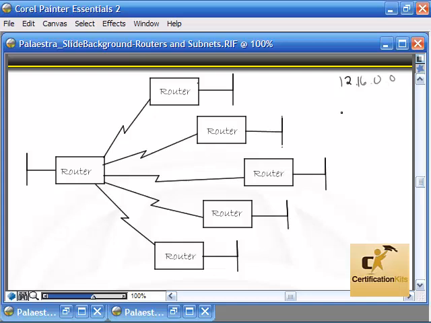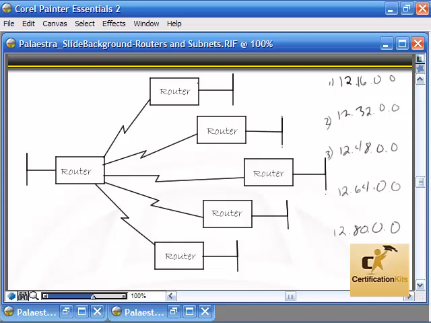12.16.0.0 is the first one. 12.32.0.0 is the second. 12.48, and so on. I'm just going to list the first 4 out. 12.64, and then I'll do one more. 12.80. So we have the subnets, and all I have to do is assign the subnets to particular areas.